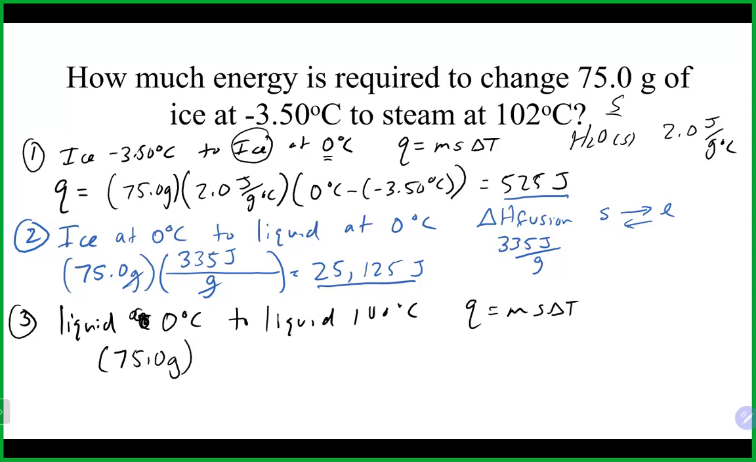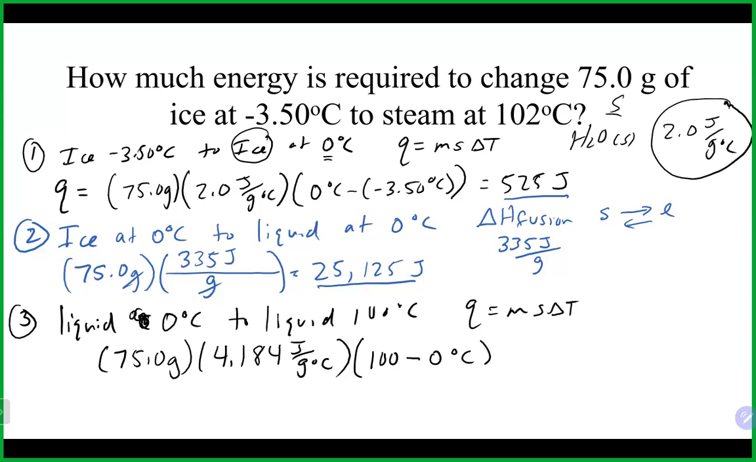At this point, though, we are at liquid water, which means we can use our normal specific heat capacity. I'm having a memory lapse here, but I think it's 4.184 joules per gram per degree Celsius for liquid water. Again, that is different than the specific heat capacity of ice. So depending on the phase and where you're at, you do want to make sure you grab the right specific heat capacity. Our final temperature is 100 degrees Celsius minus 0. That's going to get us 75 times 4.184 times 100, about 31,380 joules of energy to take my liquid water at 0 degrees all the way up to liquid water at 100 degrees. Any questions so far?